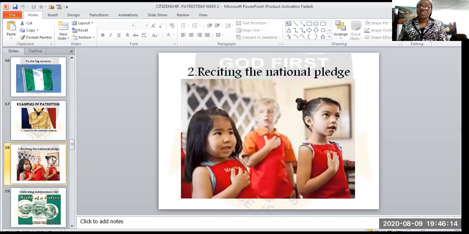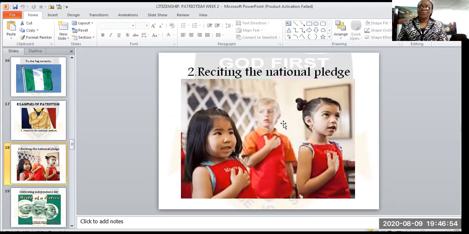Standing. You don't sit down to recite or to sing the national anthem. No, you don't do that. You must be patriotic to this nation and show your patriotism by standing wherever and whenever you hear the national anthem. And that is why the anthem begins with arise. Arise, O compatriots. Nigeria call, obey. So you must arise from anywhere you are. Stand right and stand still for the national anthem.